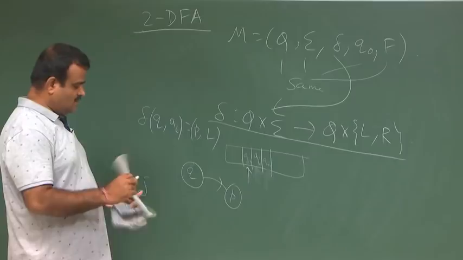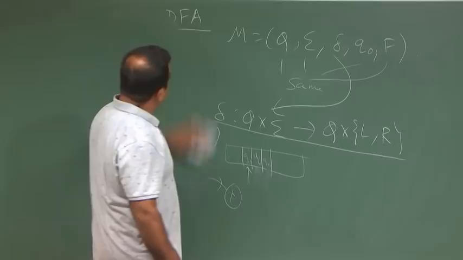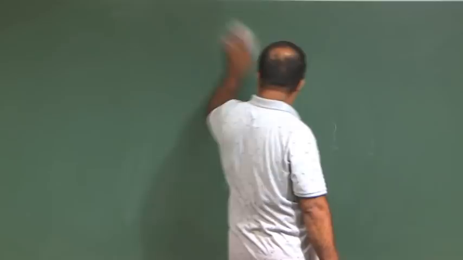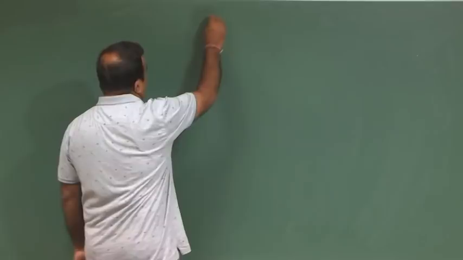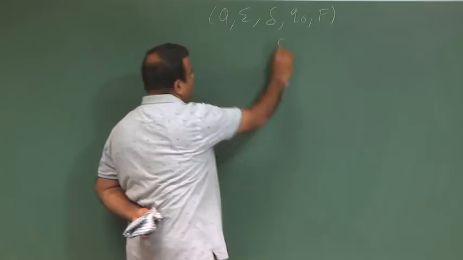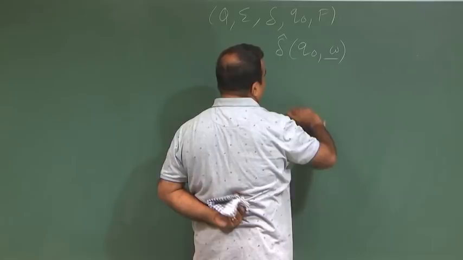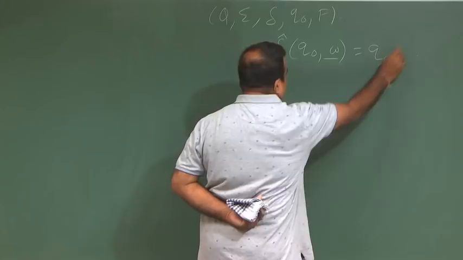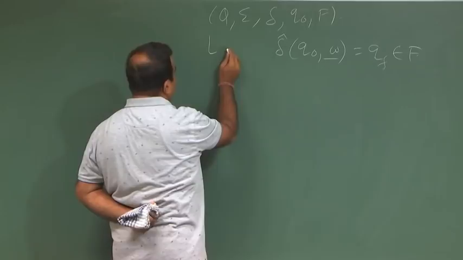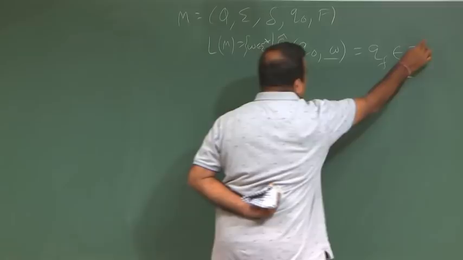Okay. So, in that case, how do we define the language of this two-way DFA? You have been given a two-way DFA. For a one-way DFA, this is our DFA, q 0, f. For a one-way DFA, what did we do? We extended this delta to delta hat, which accepts the string. We start with q 0, and if we read w and end up with some q f which belongs to F, then we say w is in the language of this M, the set of all w such that this happened. Okay.